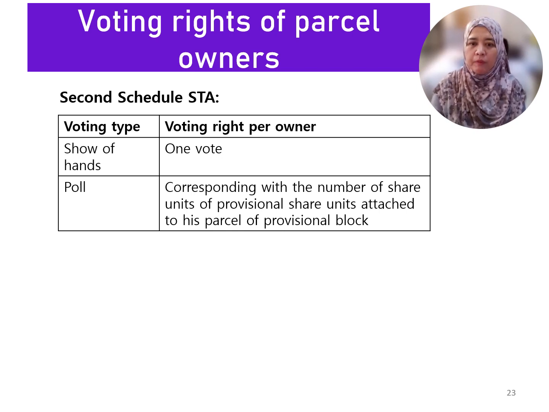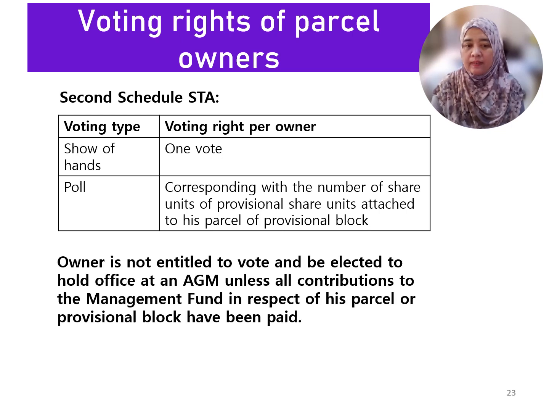Okay, provisional. So in the case of new share units yang belum lagi ada strata title, it is based on provisional share units. Yeah. And then it says that owner is not entitled to vote and be elected to hold office at an AGM unless all contributions to the management fund in respect of his parcel or provisional block have been paid. Kalau ada hutang, sinking fund, hutang charges, then he cannot vote. Tak boleh, mesti zero balance.